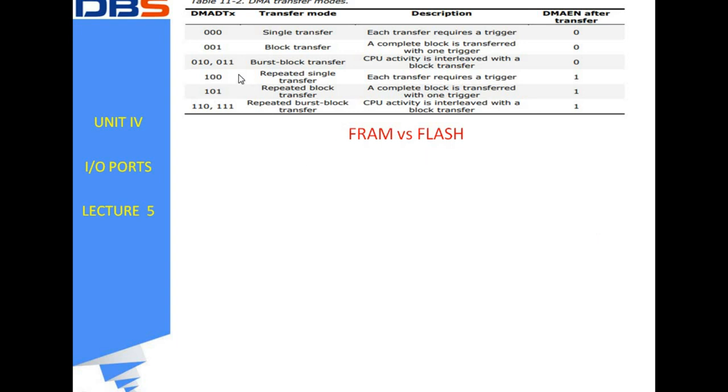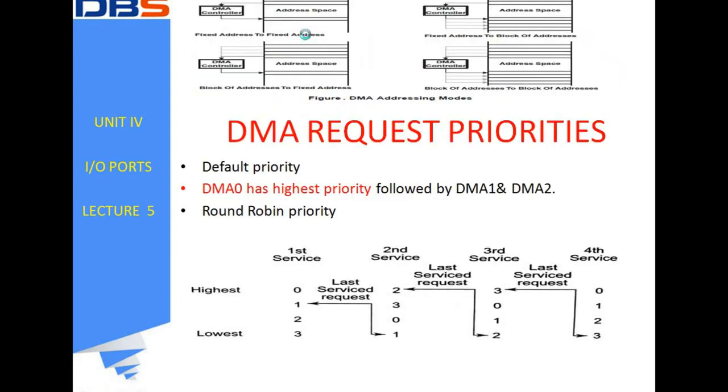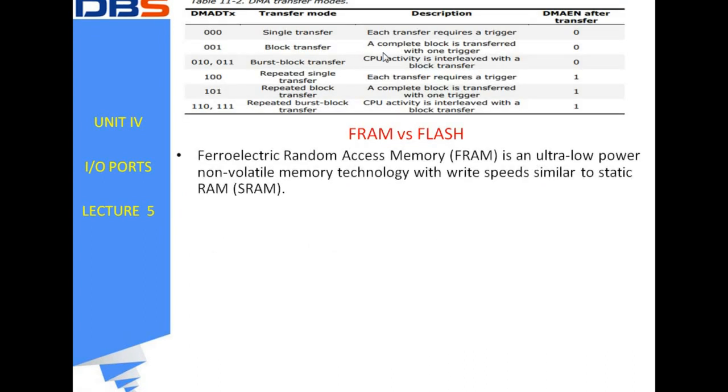See here 000 mode, that means a single transfer. Each transfer requires a trigger, and that means in a single transfer only one bit of data will be transferred. A block transfer, as we have seen, fixed address. Here, a block transfer, a complete block is transferred with one trigger. Here we are sending only one transfer per trigger, and here we are sending a complete block using a single trigger. See here 010 and 001.